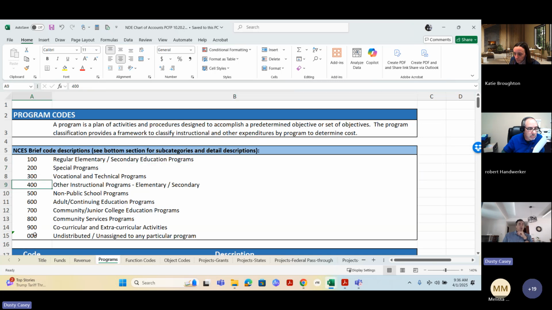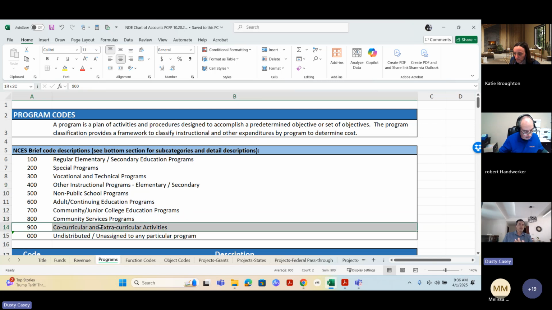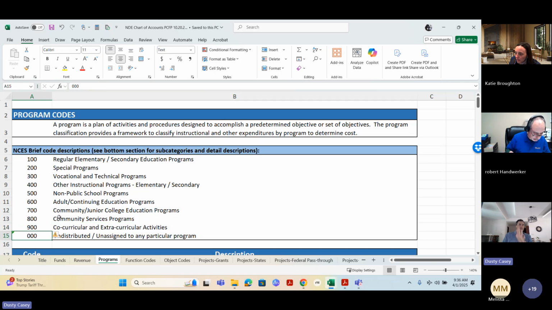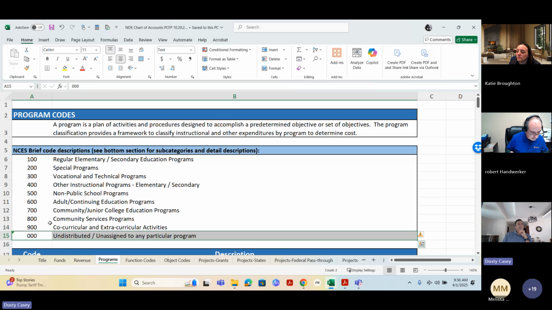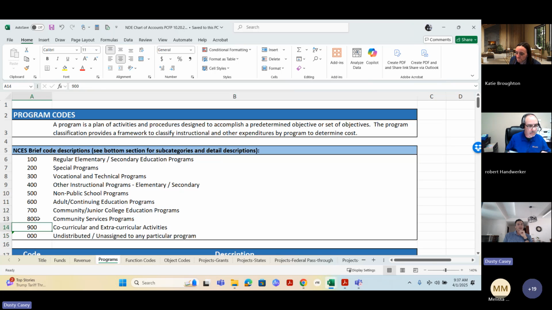And then, of course, the big one you have, I'll go to Fund 900. If you have co-curricular, extracurricular activities, that's Program 900. You'll see that in the budget form. Undistributed. This is a big section I see schools missing both on the 387 and in the budget. This is everything that's not directly associated with students. This is where your admin goes, your maintenance, grounds, all those sorts of things, and it's generally associated with your general fund.